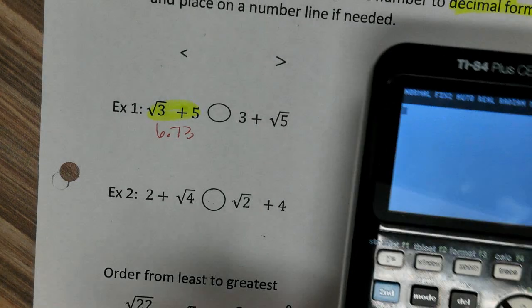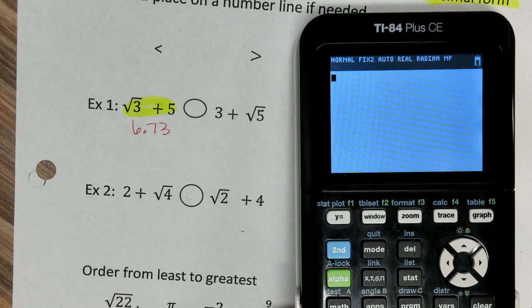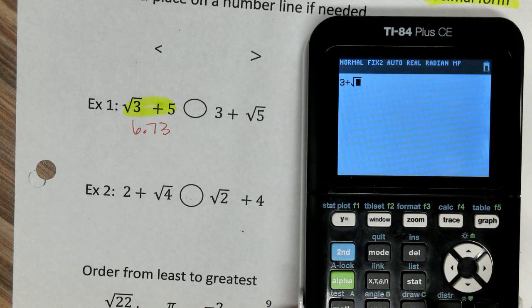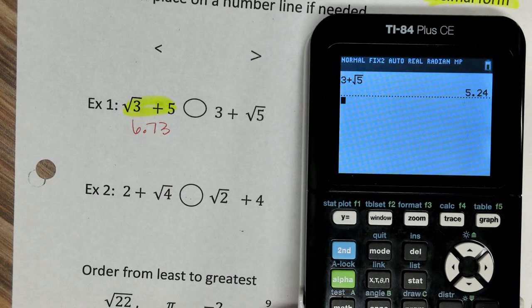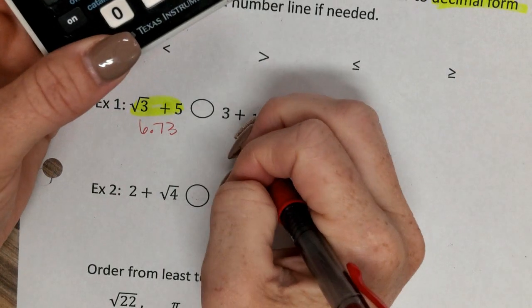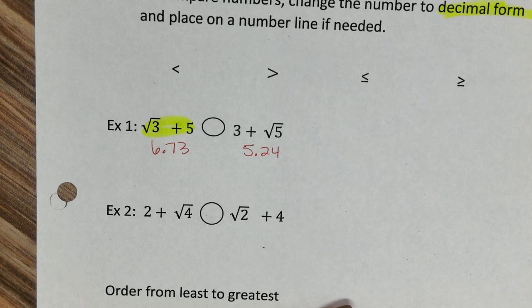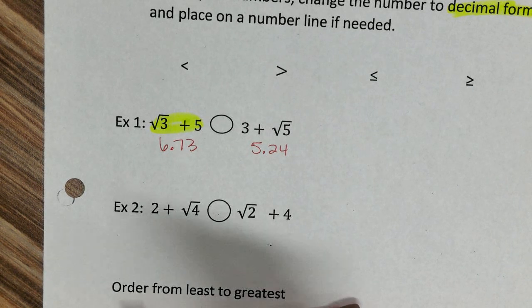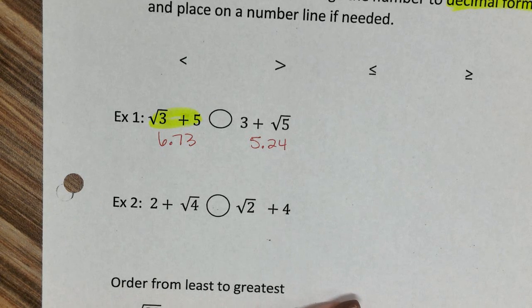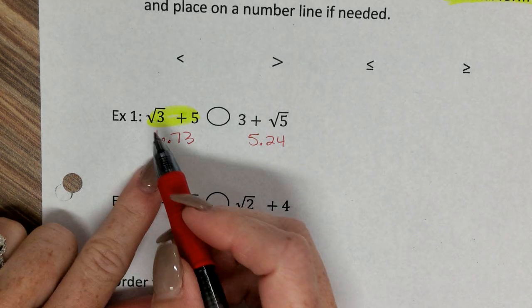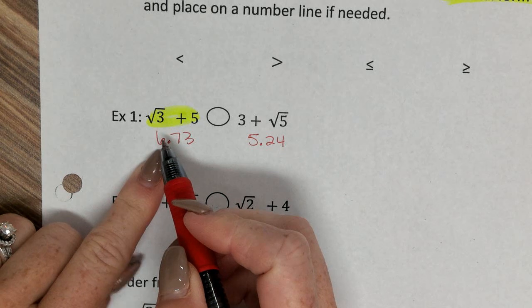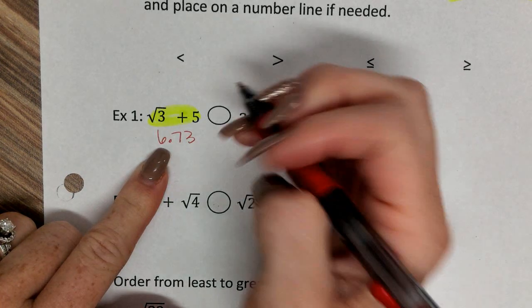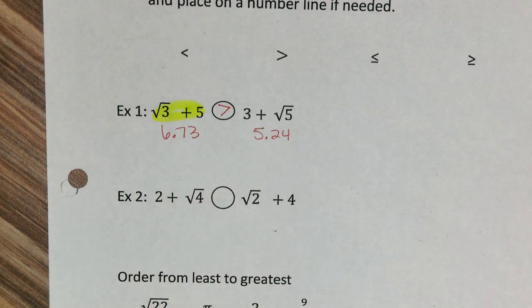Now let's put in this side. 3 plus the square root of 5. Hit enter. How much is that worth? Now that they both look like money, it's easy to tell which one is bigger. Which one is bigger? The 6, right? So you're going to make your sign open to the bigger side.